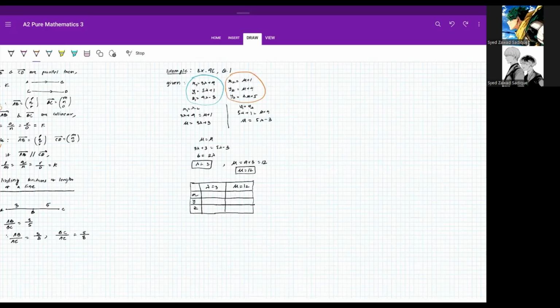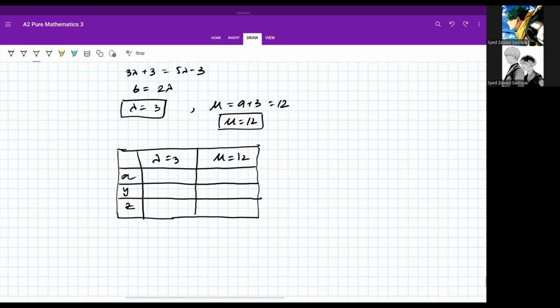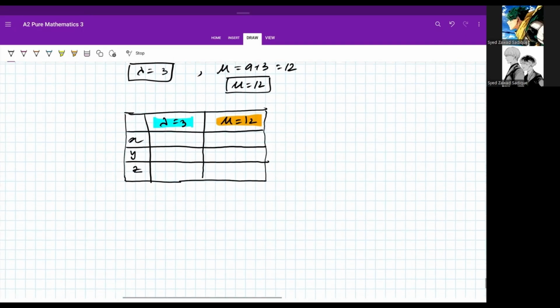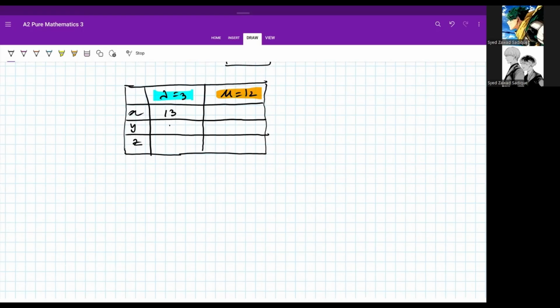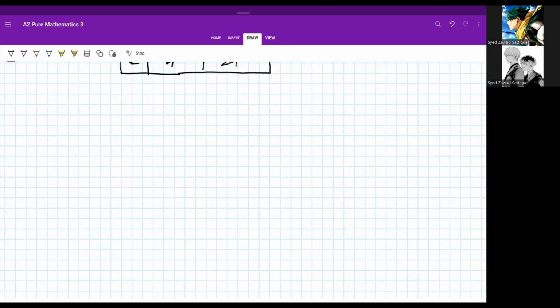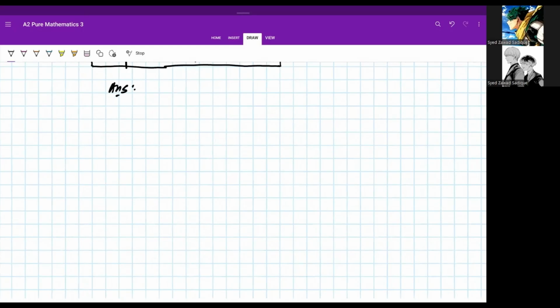So to make better representation, I think I should just highlight this and this. Okay, so the value of this is 13, this is 16, this is 9, this is 13, this is 16, and this is 29. Therefore the answer is lines are skew. Nice.